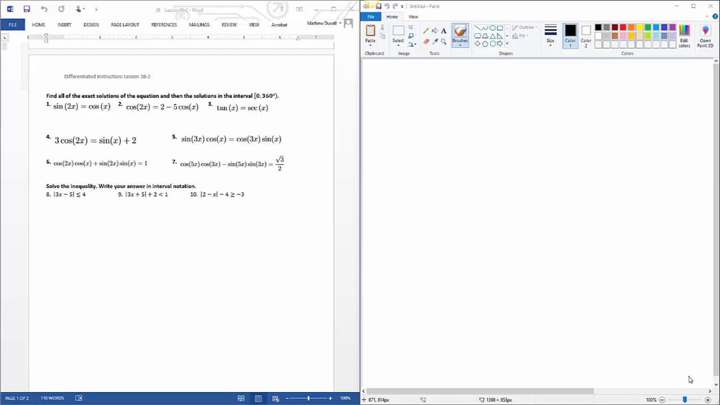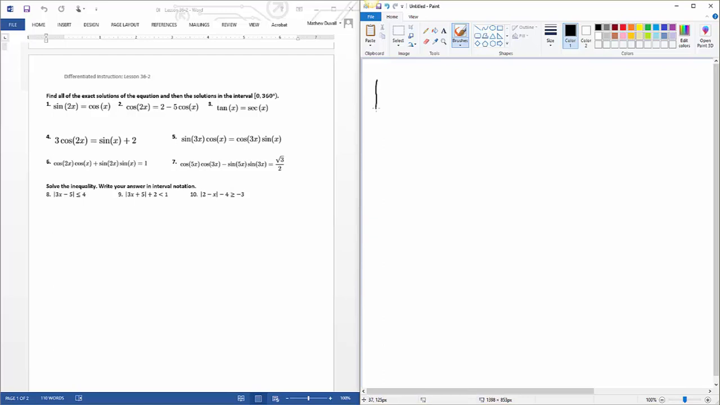All right, DI 36-2. In this DI here, it's a little difficult because we're going to be using identities to help us. But once we realize what the identity is that we're using, the rest of it is all algebra. So I'm going to be spending a lot of time showing you what the identities would be when we use this, and a little bit less on the algebra part.